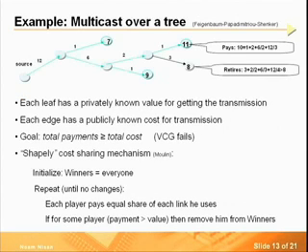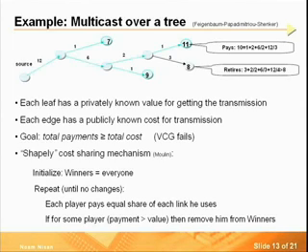So here's an example of the budget issue. Here's a very simple multicast problem. I have a source that wants to multicast some kind of message to the different leaves in this tree. And now each leaf has some kind of value that it gets from actually getting this broadcast message, which is written in the different circles of the leaves.